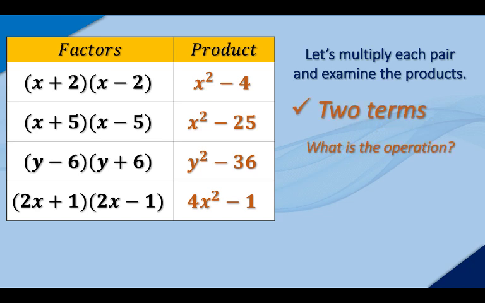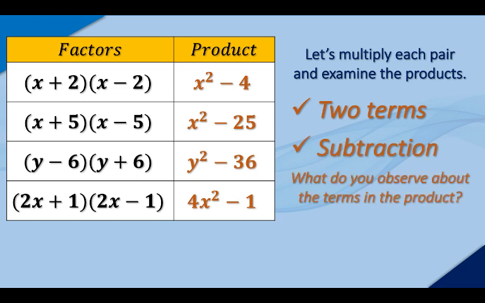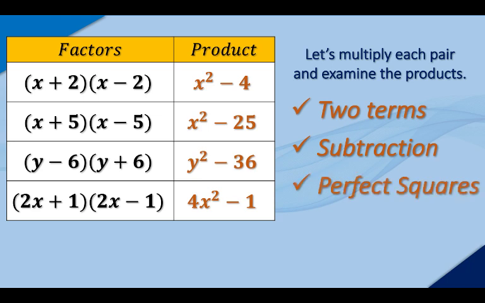Now, what is the operation in each of those products? Notice that in each of those products, your operation is subtraction. What do you observe about the terms in the product? Let's look at the first one, x squared minus 4. So you have x squared and 4. In the second one, x squared and 25, and so on. What do you notice? That's right. These terms are perfect squares.